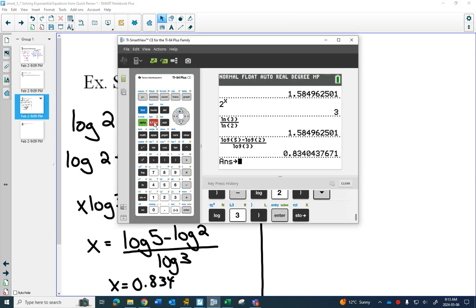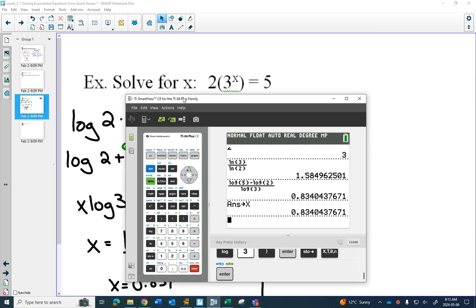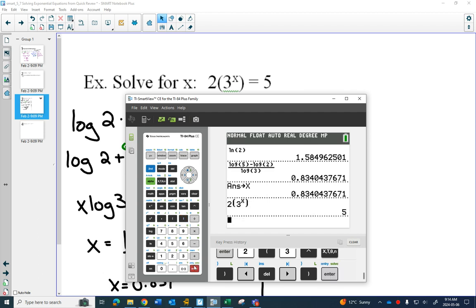I'm going to store that as x, and I'm going to check, what was my original question? 2 times 3 to the x? 2 bracket 3 to the exponent of x. If this is equal to 5, then I know my answer is completely right. If it's something else, I've made a mathematical error somewhere. I'm nervous. Right before I push enter, there's a little bit of nervousness thinking, what if I did it wrong?